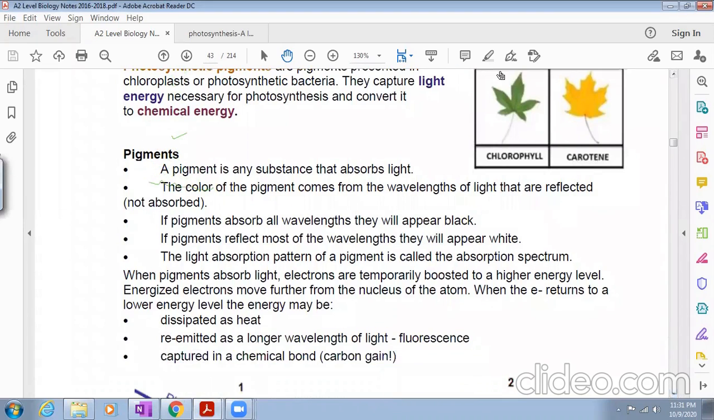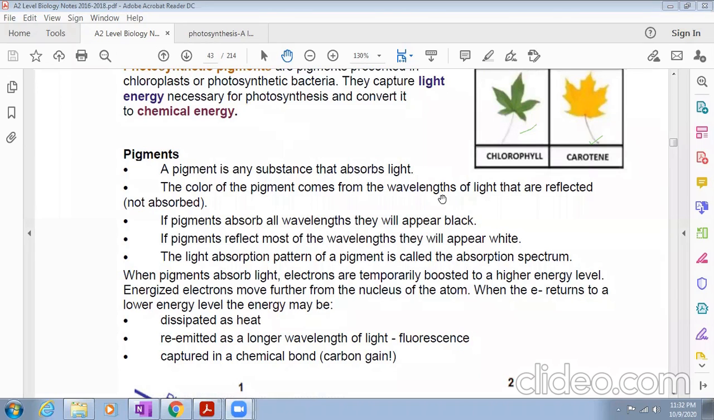Now, a pigment is actually a substance that absorbs light. The color of a pigment comes from the wavelength of light that is reflected. For example, chloroplast reflects which wavelength of light? It's actually reflecting green light. Because of that, we can see chlorophyll. Chlorophyll is reflecting green light. That's why we can see this pigment as what? Green color. While carotene reflects orange wavelength of light. So that's why we can see that what? We can see that orange or yellow color.